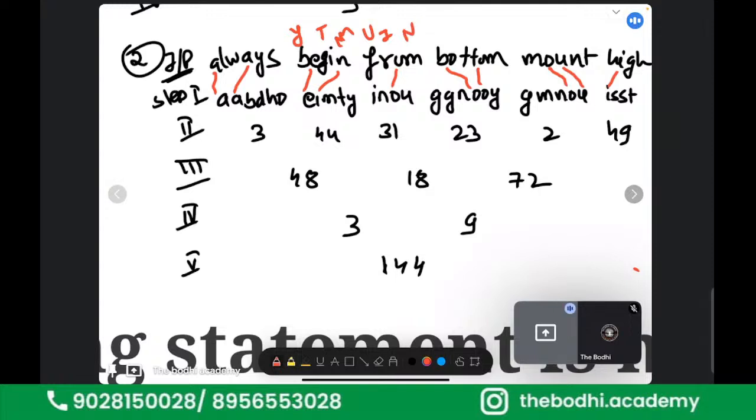Okay, so from is I, N, O, U. Bottom: B is Y, T is G, G, M is N. So Y, G, G, N, N, and then two O's are there. So G, G, N, O, O, Y will be your correct one when we arrange in the ascending order. Now mount. M is N, O and U we will not touch. N is M, and T is G. So it will be G, M, N, O, U.